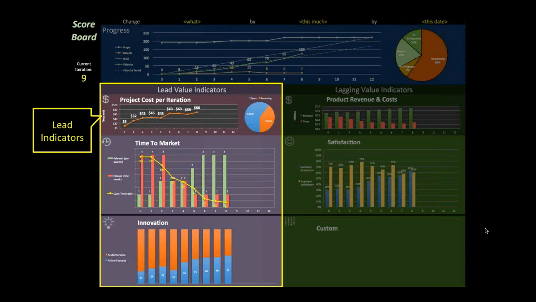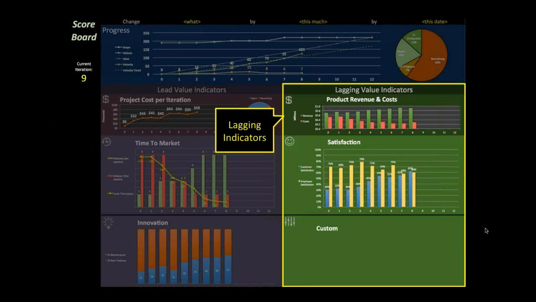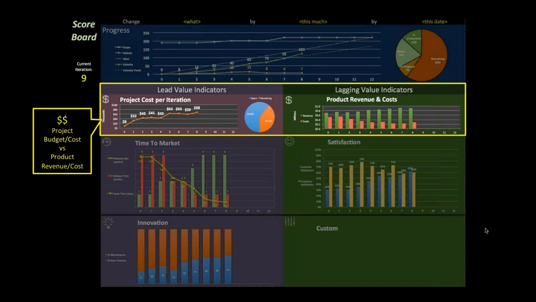On the right-hand side, we've got lagging indicators. This is where revenue comes in, but also customer satisfaction, employee satisfaction. Customer satisfaction may not change for a while after we make a release. And sometimes employee satisfaction might be a little bit more of a lead indicator, but not necessarily much more. I'll get to the custom one in a sec. But here, I wanted to focus on return on investment a lot.